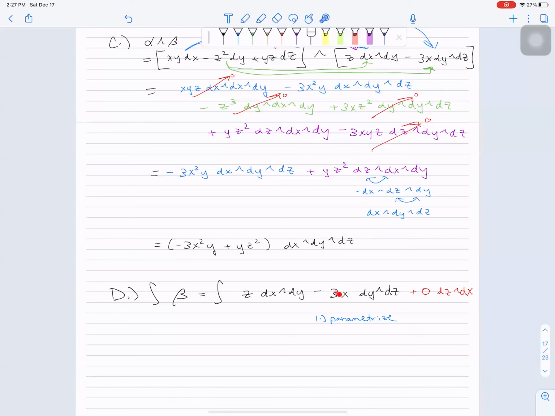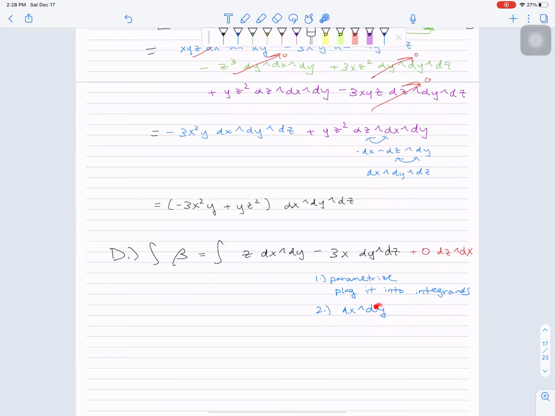Whatever x is, I plug it in here. And then what do the wedge products mean? So parameterize, plug it into integrands. And then for the wedge product stuff, wedge products represent area projected to that plane. And so from my parameterization, I would take the derivative. So let me say parameterize like that. I would calculate what is dg, and then take x and y numbers from dg.